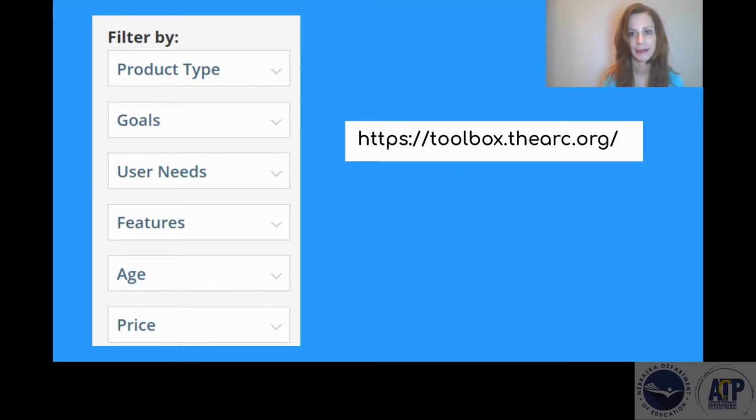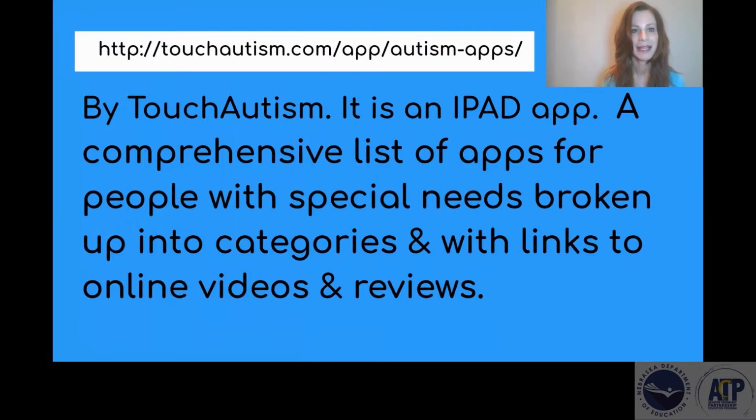Also, toolbox.earc.org also has ways to filter out different features, different types, user needs, etc. Age group. And lastly, I have touchautism.com. Touch Autism has their own apps. However, their app search engine searches other apps too, so not just their own apps. And they have categories and links and videos and reviews by professionals.